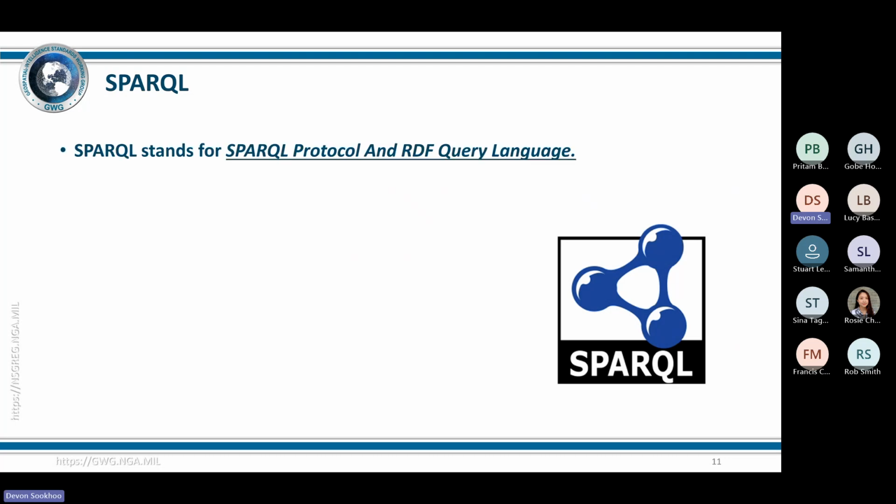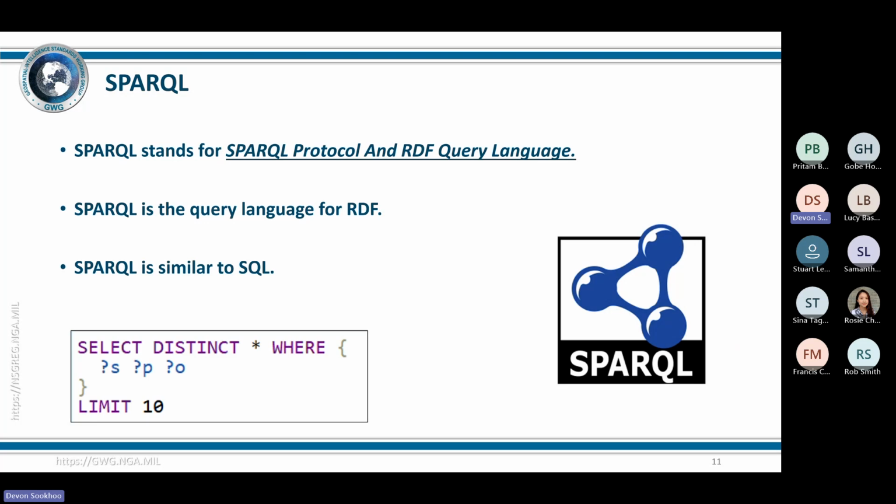SPARQL. Okay, we can't talk about GeoSPARQL without SPARQL. SPARQL stands for SPARQL Protocol and RDF Query Language. SPARQL is the query language for RDF. It's very similar to SQL, if you've ever done any work with SQL. And here's a very simple example of a SPARQL query.